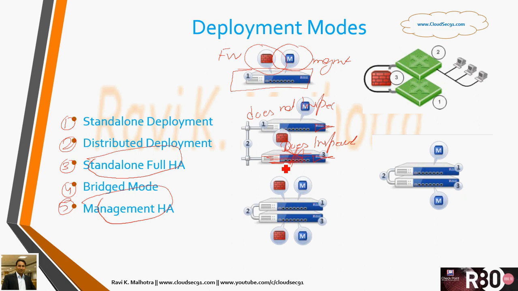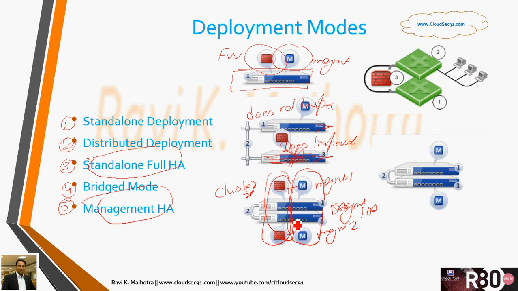Why not go with standalone full HA? Here I can see that I have two appliances. I have made a similar investment, and there is no additional license cost into that. It's just a matter of configuration. I have two appliances. This appliance is actually firewall plus management station, and this is firewall plus management station. These firewalls are configured in a cluster, and management 1 and management 2 are configured in management HA. So if either role goes down, we have a standby role to fulfill the purpose. So this is standalone HA.